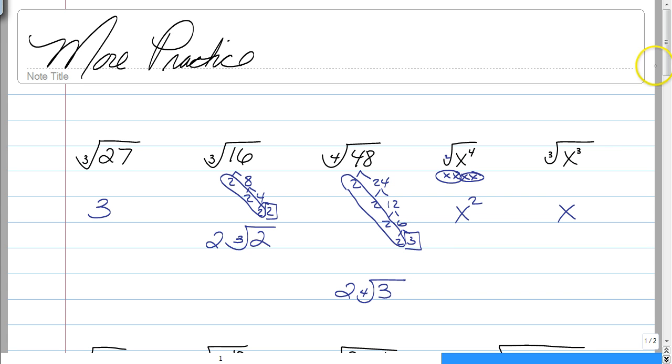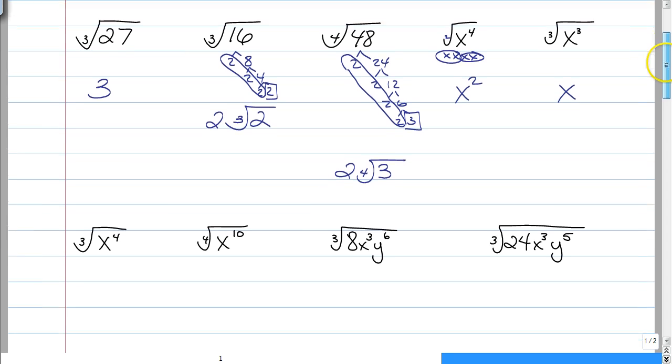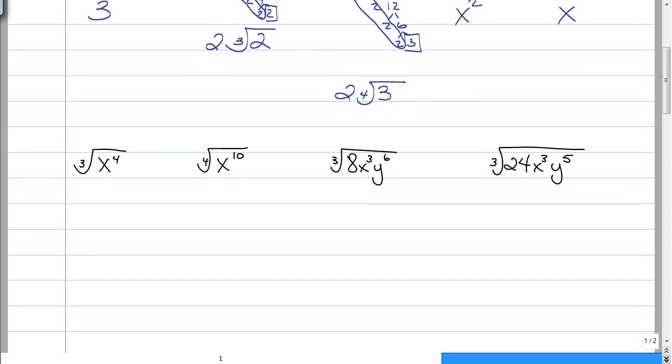So that's it. Next row. They get a little bit trickier. So again, pause the video and try these guys on your own as well.